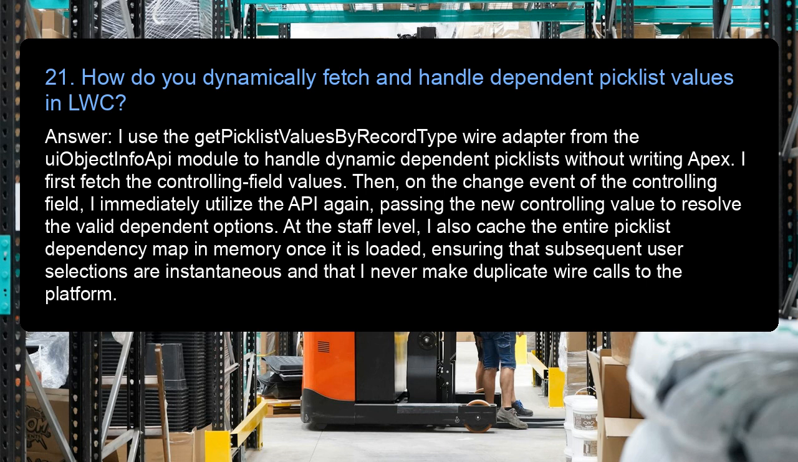I first fetch the controlling field values. Then, on the change event of the controlling field, I immediately utilize the API again, passing the new controlling value to resolve the valid dependent options. At the staff level, I also cache the entire picklist dependency map in memory once it is loaded, ensuring that subsequent user selections are instantaneous and that I never make duplicate wire calls to the platform.